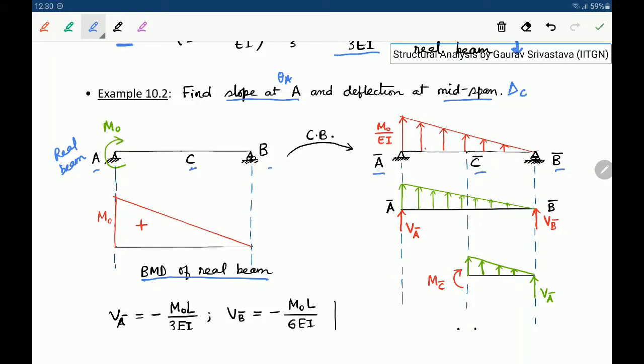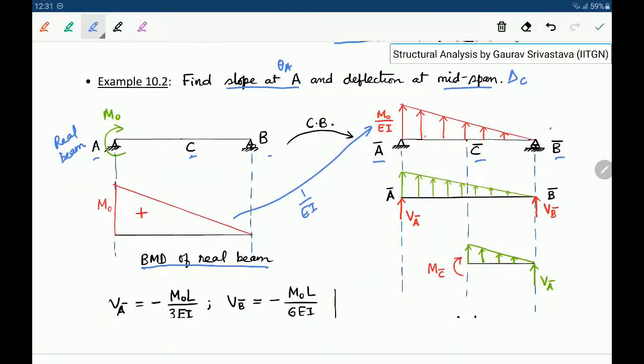Now here the bending moment diagram of the real beam is positive. So when we divide this by EI to convert it to the curvature diagram of the real beam, we get a positive load intensity, and hence if you see here on the conjugate beam, it is applied upwards because this is a positive load intensity.